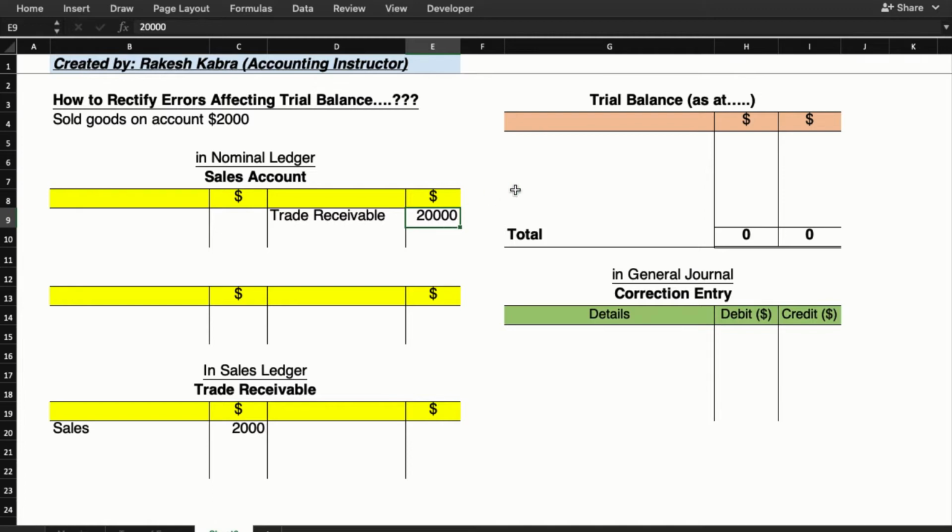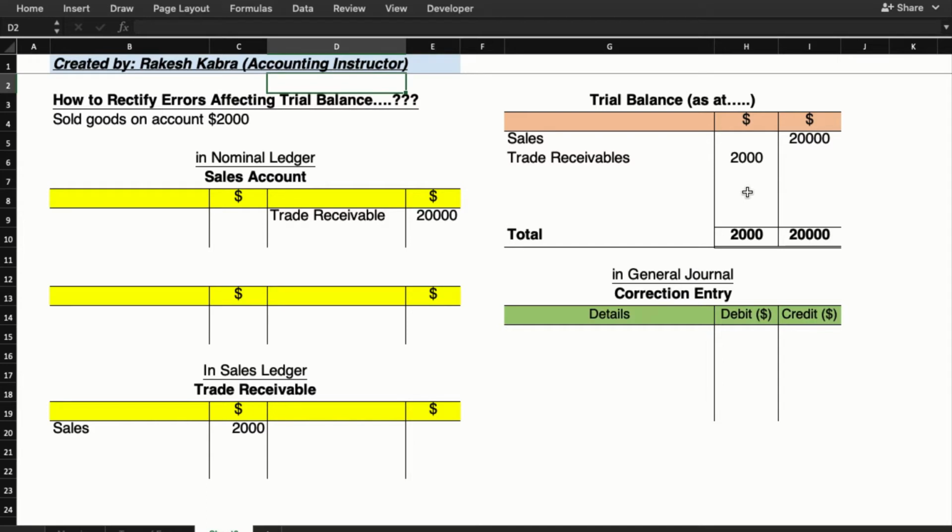Now see the impact of this on the trial balance. First I will record sales, and the sales account is showing credit balance $20,000, and now I will write trade receivable showing debit balance $2,000. So there is a difference of $18,000. The debit column of the trial balance is showing 18,000 less. So this is the error which is affecting the total of the trial balance.